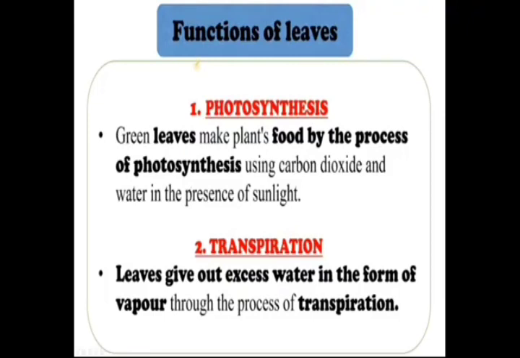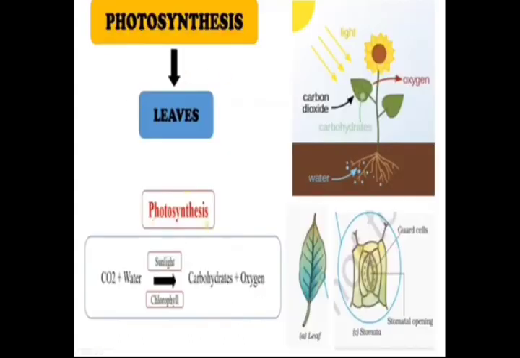Now the functions of leaves, the two functions: one is photosynthesis and the other is transpiration. Today we will study about photosynthesis. The green leaves make plants food by the process of photosynthesis using carbon dioxide and water in the presence of sunlight. And the second process, transpiration. From the leaves, the water molecules escape in the form of vapor. It is called transpiration. Okay, first let us study photosynthesis.